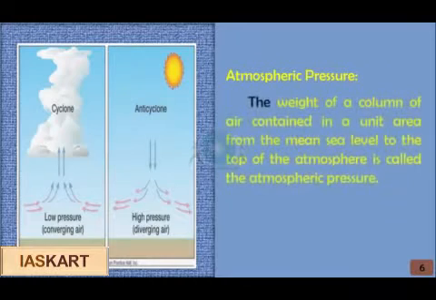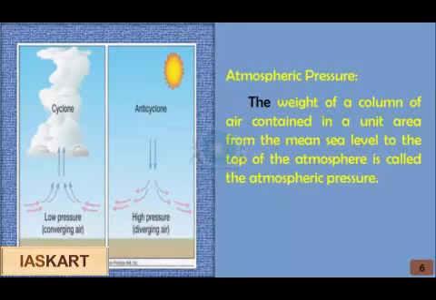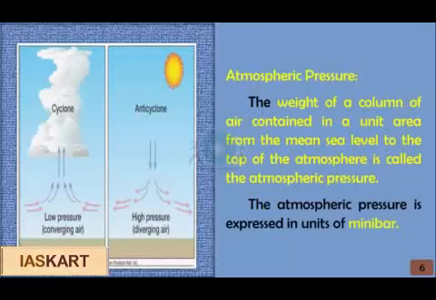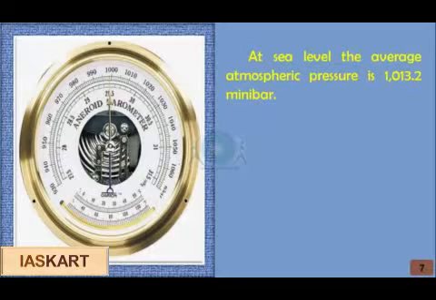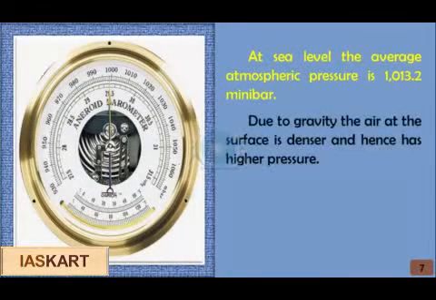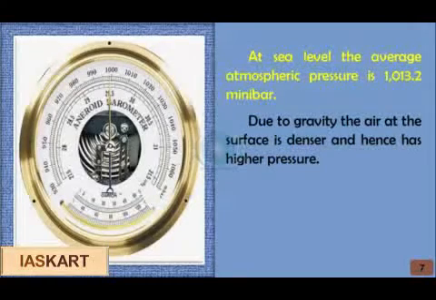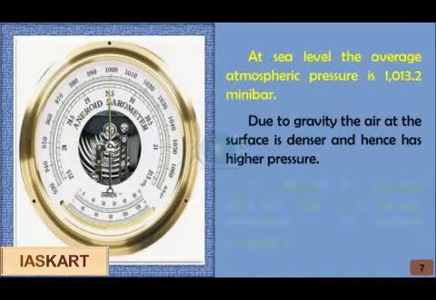Atmospheric pressure. The weight of a column of air contained in a unit area from the mean sea level to the top of the atmosphere is called the atmospheric pressure. The atmospheric pressure is expressed in units of millibar. At sea level, the average atmospheric pressure is around 1000 millibars. Due to gravity, the air at the surface is denser and hence has higher pressure.